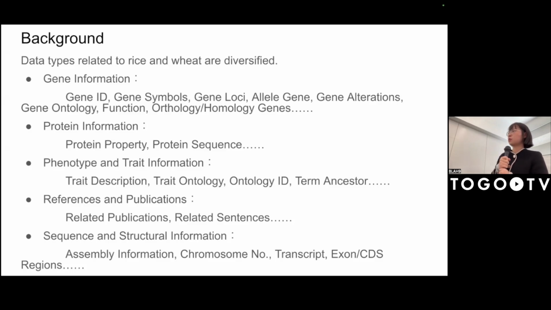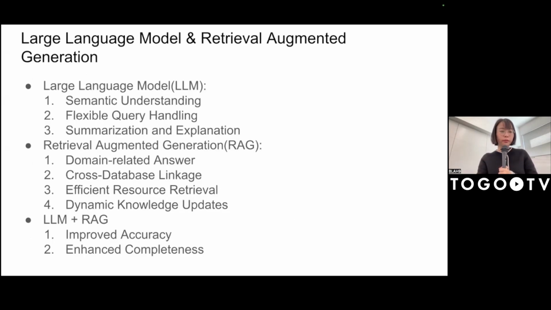For sequence and structure information, which mainly focuses on the sequence data of the omics data, we have the chromosome number, transcript, exon and CDS regions, especially for transcripts and exon CDS. They are mainly sequence data to describe the genes and the transcripts of the genes.